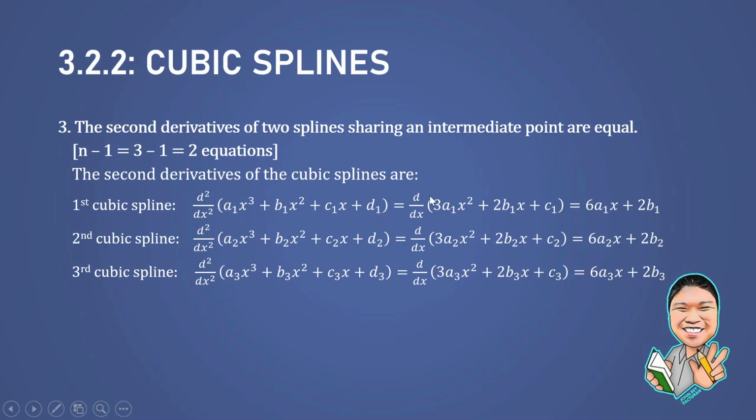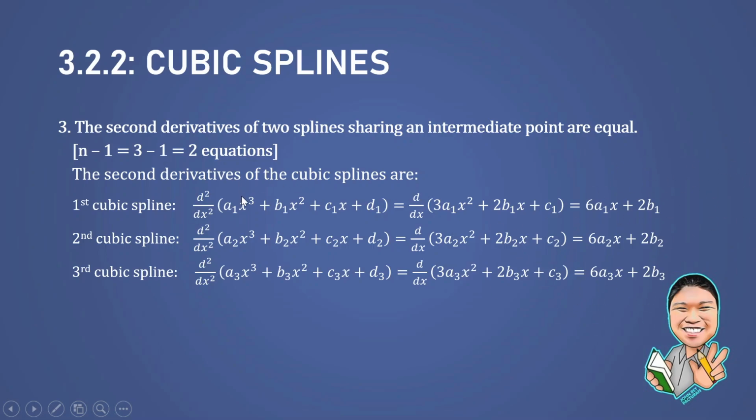Earlier, you already got the first derivative in step 2. By the simple concept of calculus, the second derivative is just the derivative of the first derivative. So take the derivative of this again. What you will find is 6a sub 1x plus 2b sub 1. For the second cubic spline, that is 6a sub 2x plus 2b sub 2. And for the third spline, that is 6a sub 3x plus 2b sub 3.